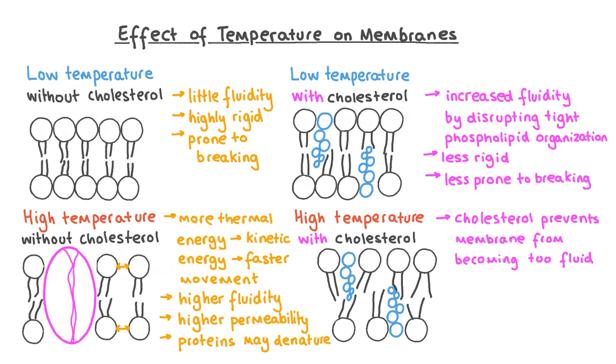At higher temperatures, however, when cholesterol is present in the membrane, the cholesterol tail keeps strong interactions with the phospholipids around it and pulls them together, which prevents the membrane from becoming too fluid. So cholesterol can effectively act as a buffer that maintains a stable membrane fluidity over a wide range of temperatures.